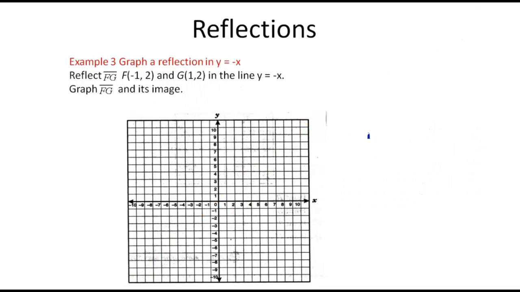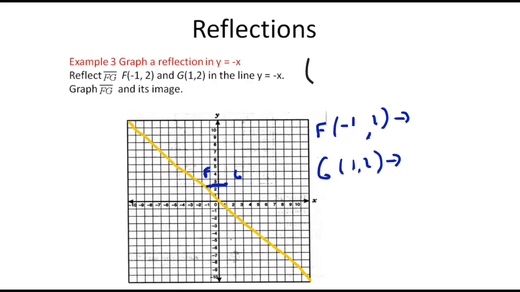So now I'm going to look at what would happen if I have the line y equals -x. So that's going to be the reflection going right down the middle the other direction. And I have my 2 points. I'm going to pause and plot my 2 points.